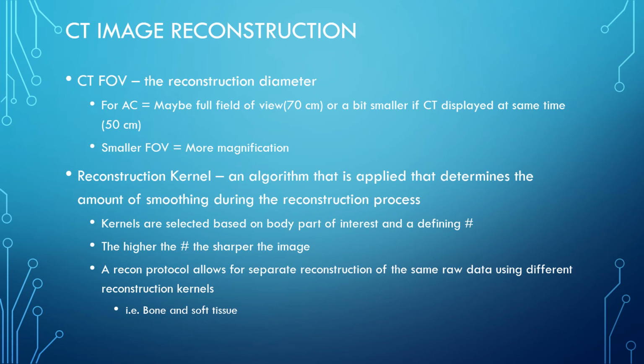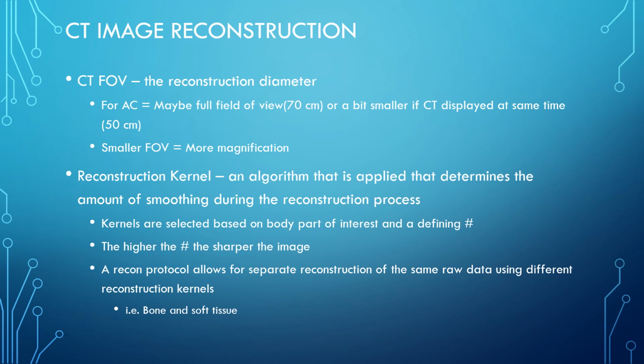When it comes to CT image reconstruction, you have the CT field of view, that's the reconstruction diameter. For attenuation correction, maybe a full field of view, about 70 centimeters, or a bit smaller if the CT is displayed at the same time. And then a smaller field of view is marked by more magnification.